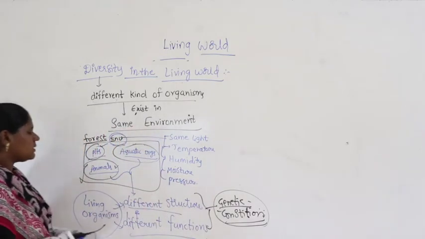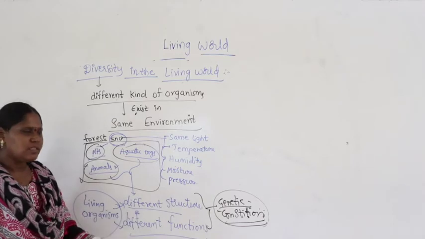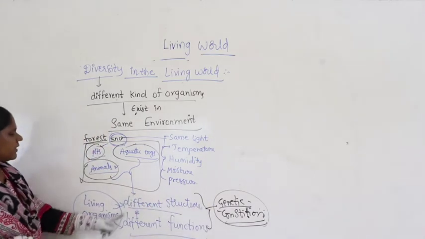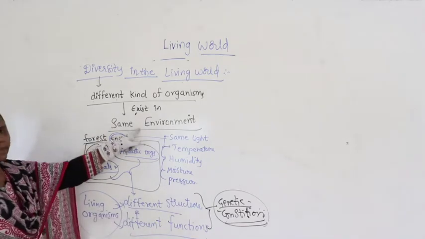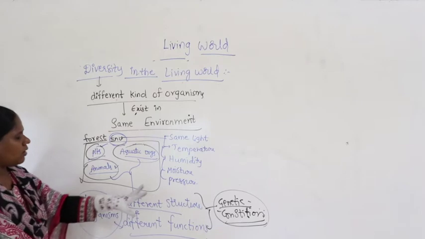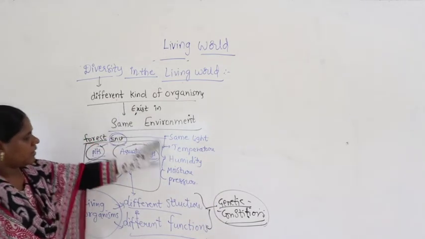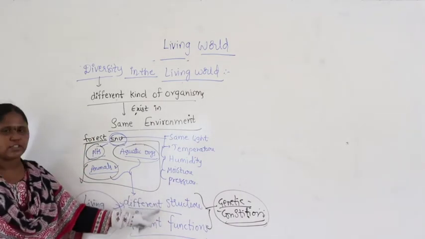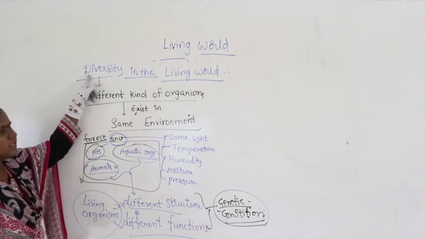All organisms have their own structure and function because they have their own genetic constitution. That is why they differ in structure and function even though they are born and brought up in the same environment. All organisms are brought up by the same environment, but they have different genetic constitution. That is why they differ in their structure and function. That itself is called diversity.